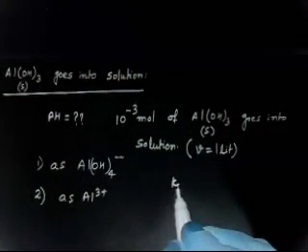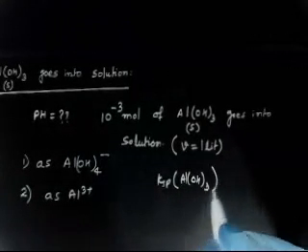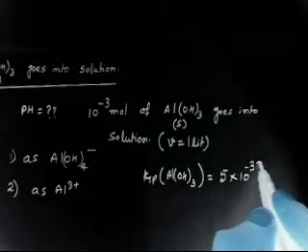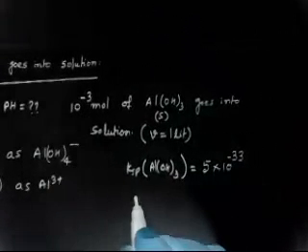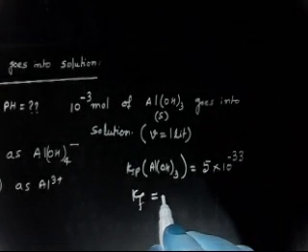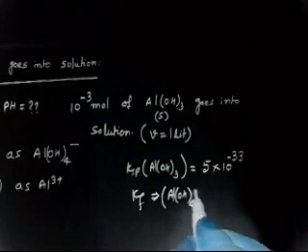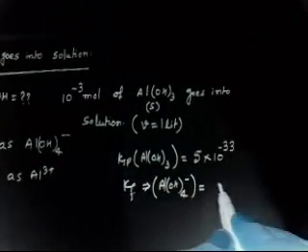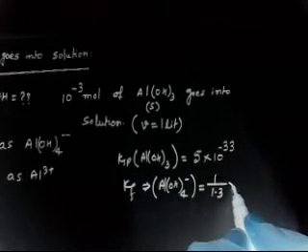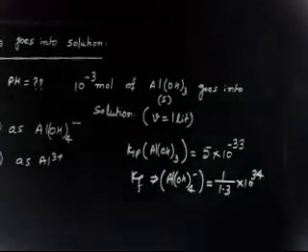Ksp is given to you. Ksp for Al(OH)3 is given as 5 into 10 to the power minus 33. Another equilibrium constant is given to you, Kf. This Kf is for Al(OH)4 minus, and this value is 1 by 1.3 into 10 to the power 34. So this value is given. Let us copy this one.